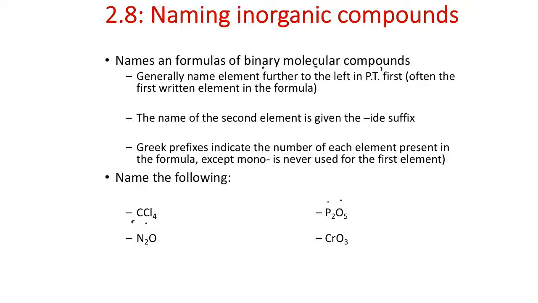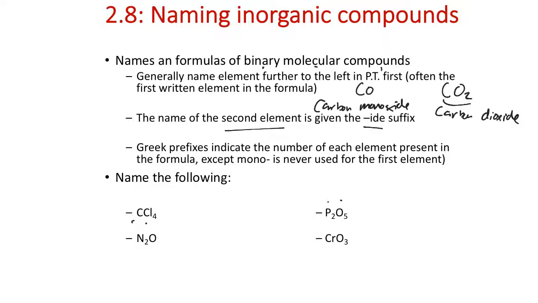The real simple way is we name the second element with the ide ending, and then we use the mono-di-tri-tetra system for naming the quantity. And then we just don't use mono for the first atom. The two I like to use first are CO for carbon monoxide, which would be the standard name with the system, and then CO2 for carbon dioxide. So we're using the mono on the second element when there's one, but not when there's just one of the first. So carbon dioxide for CO2.